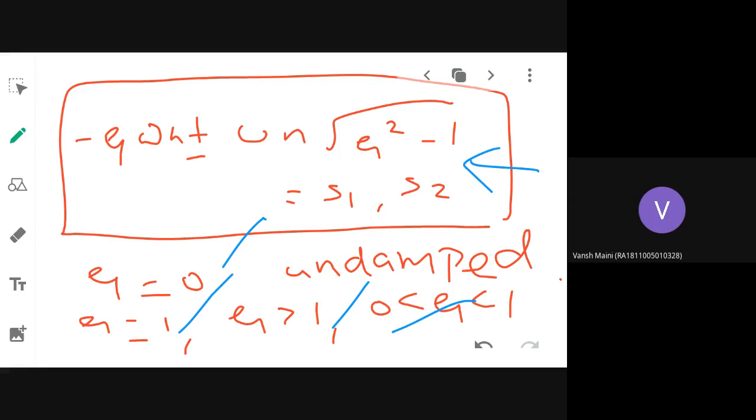Depending upon the value that zeta takes, you can classify second order systems into 4 categories: undamped, underdamped, overdamped and critically damped. All these questions I will be asking you in the afternoon lab class, because that conduction part is related to whatever theory I am teaching you here. So be ready.